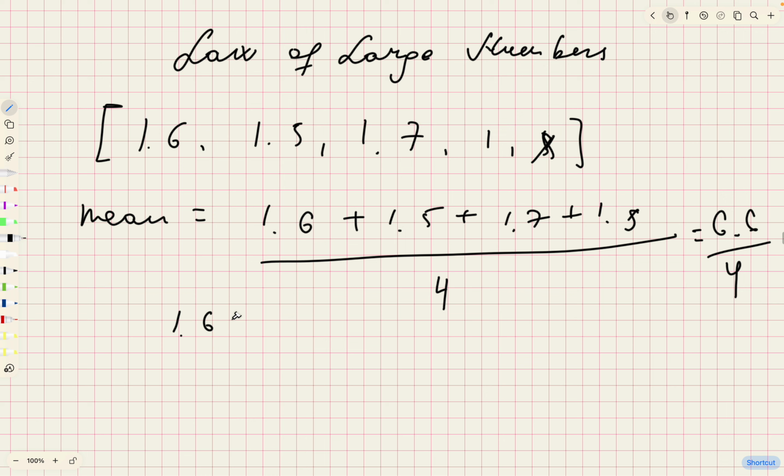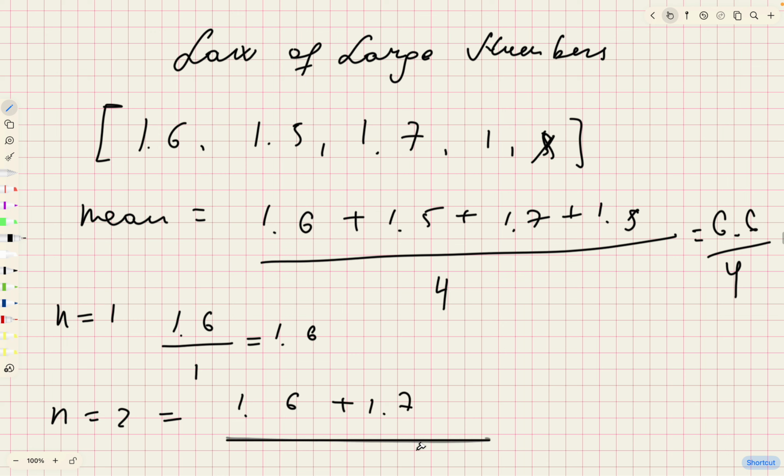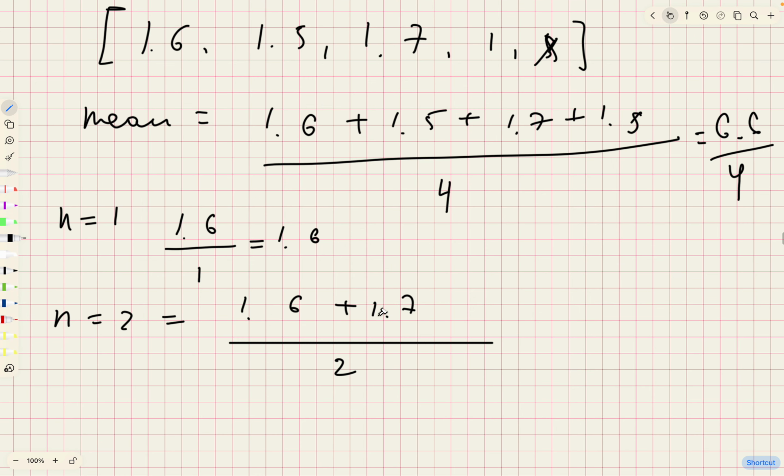Let's say it's 1.6. We denote the number of samples with n. In this case, n is 1. Then we take another one, and let's say we took 1.6 and 1.7, divided by 2. And we take 3: 1.6, 1.7, and 1.8, divided by 3.